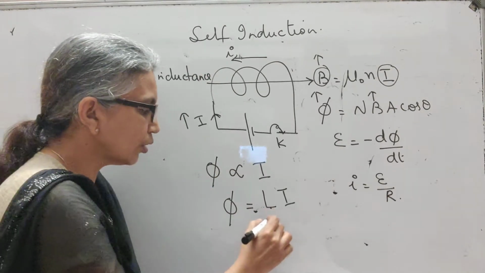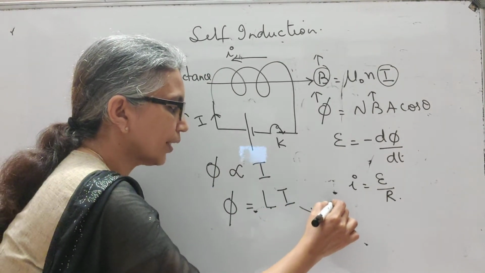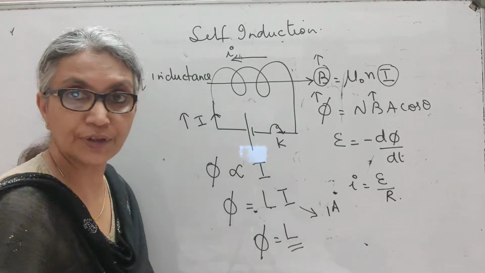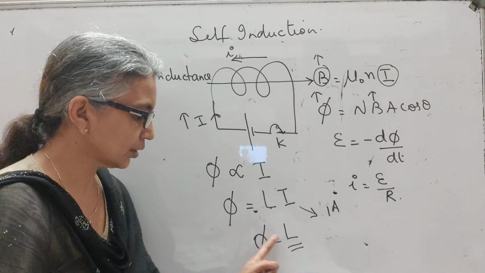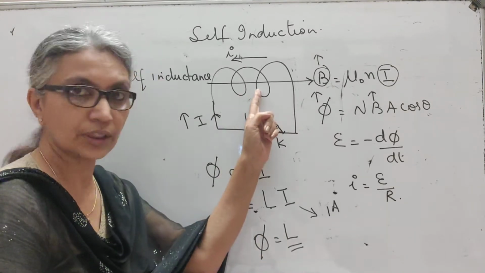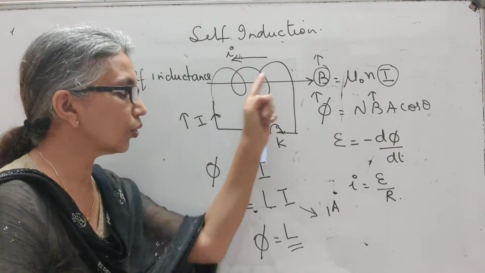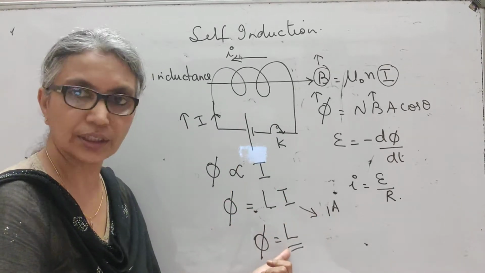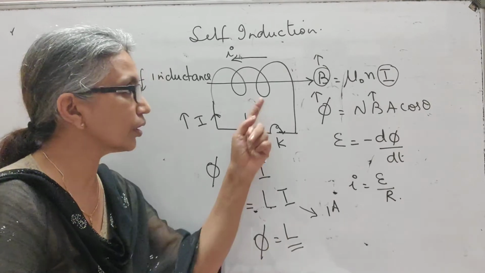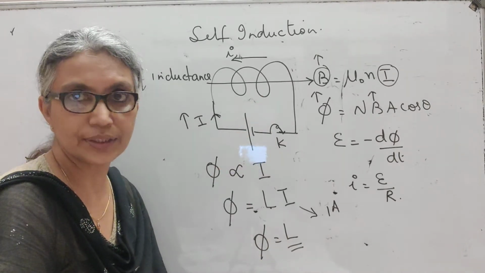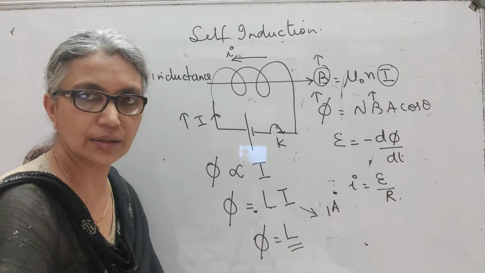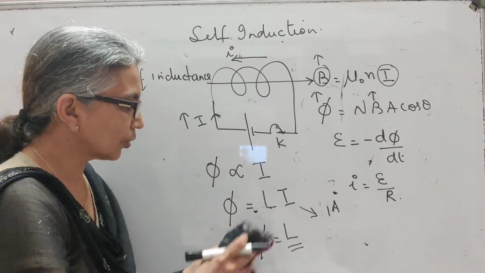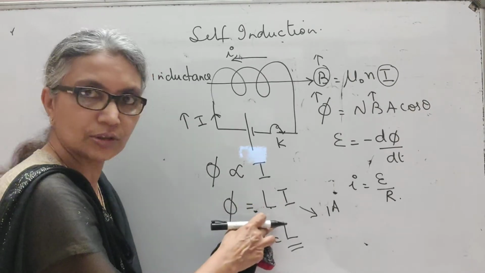Okay. Now, if you take this current as 1 ampere, then flux is equal to L. So, you may define L, self-inductance, as the flux linked with a coil when the current through the coil is 1 ampere. So, the first way to define self-inductance is the flux linked with a coil when the current through the coil is 1 ampere. SI unit, just like mutual inductance, SI unit of self-inductance is Henry.